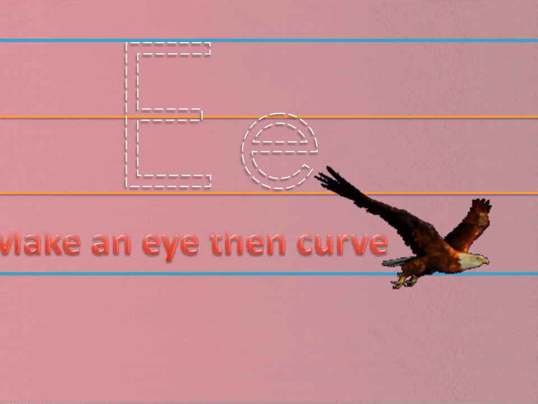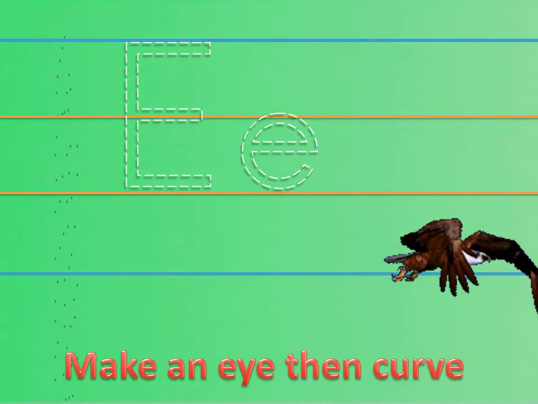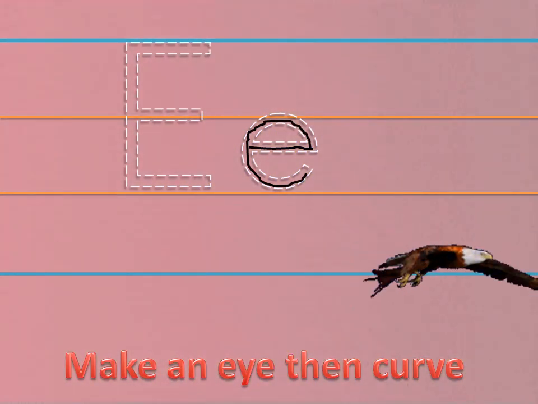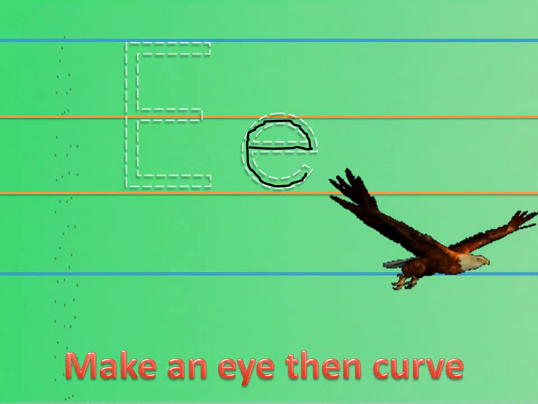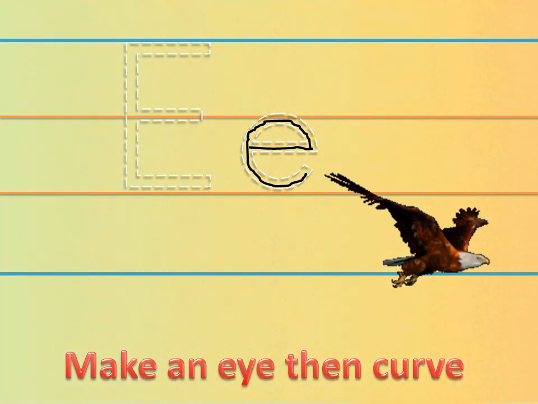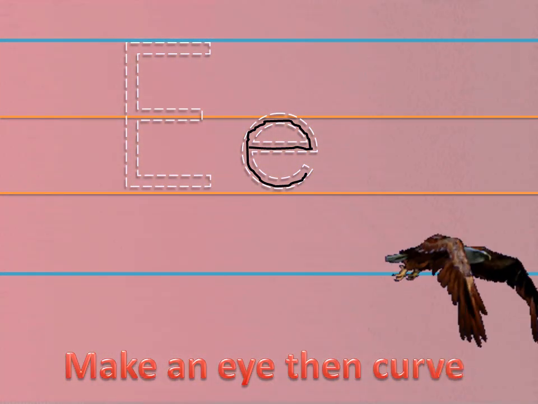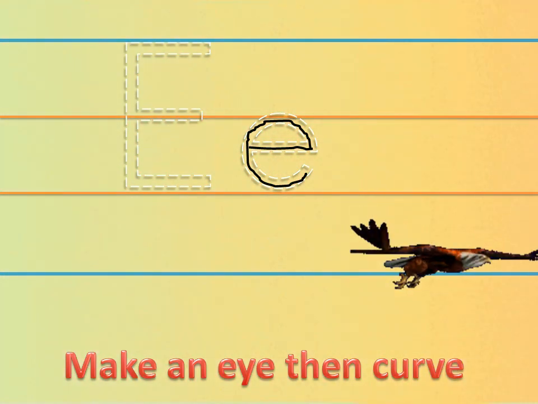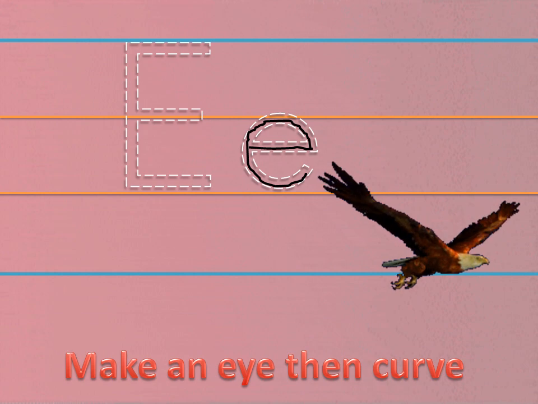E is the letter and A is the sound. Make an I, then curve. A eagle. A eagle. A eagle. E is the letter and A is the sound.